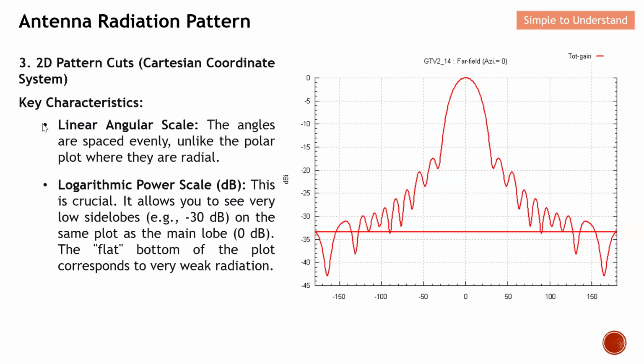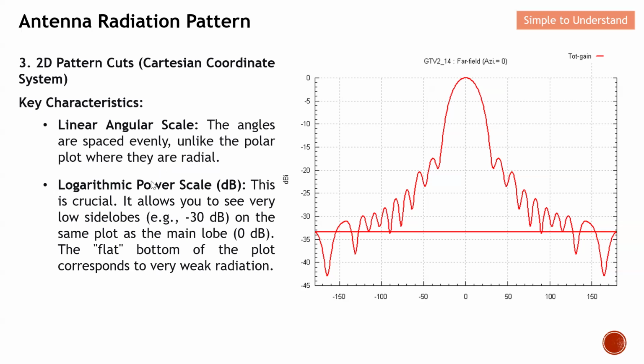Next, we come to the key characteristics. We talk about the linear angular scale. You can see that you roughly have some estimation. Even with certain precision, in between the gap here, we are able to know, for example, the power level. This is basically the advantage. The angles are spaced evenly, unlike the polar plots where they are radial.